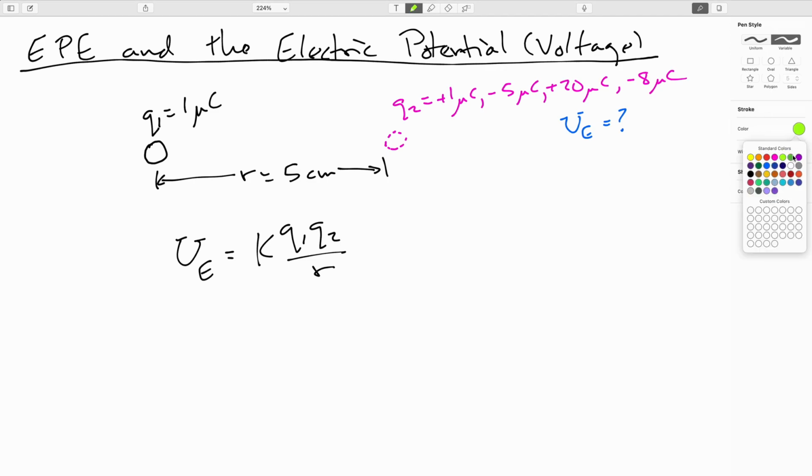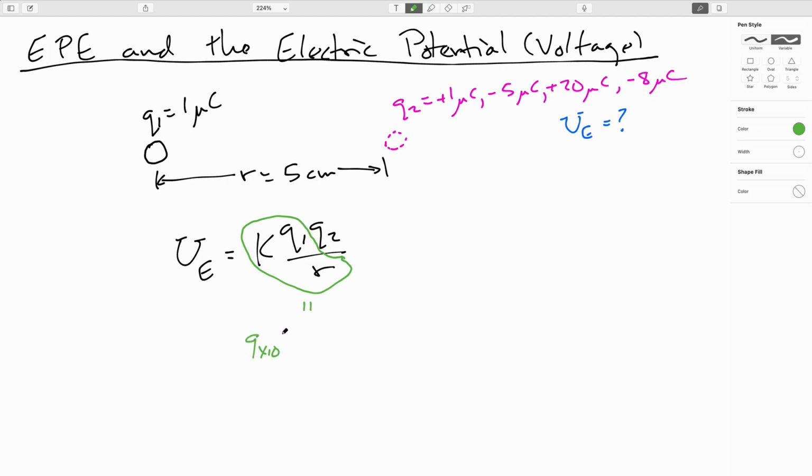Now, I'm hoping you might have realized, and if you didn't, it's okay, that these numbers here never change. And so if you're trying to speed up the process, it might have occurred to you to pre-compute those values. So we can figure out what that would have been equal to. This would have been 9 times 10 to the 9 newton meters squared per coulomb squared. Our Q1 is 1 microcoulomb, so it's 1 times 10 to the negative 6 coulombs. And then we would have divided that all by 0.05 meters.